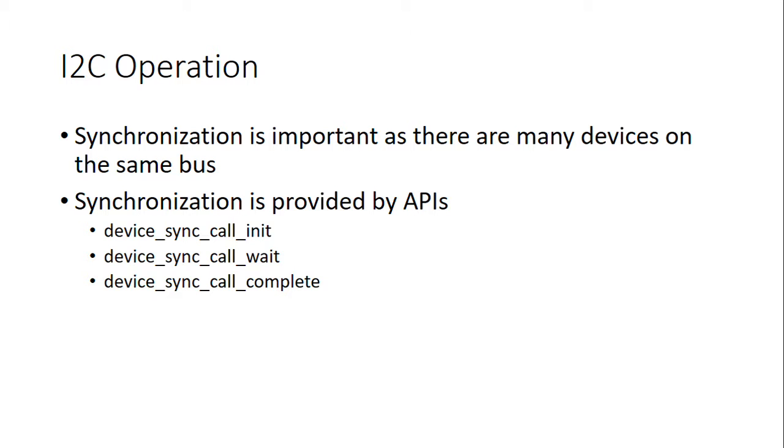I wanted to mention this part because we're talking about different GPIO pins on the I2C bus and the I2C bus on the PCI bus. We know the I2C bus can have different devices, and the PCI bus can have different other devices besides supporting the I2C bus. So we have to make sure that all the drivers are properly working. For that, synchronization is very important, as I told you that there are many devices on the same bus. For synchronization, we have these different APIs: call init, call wait, and call complete.